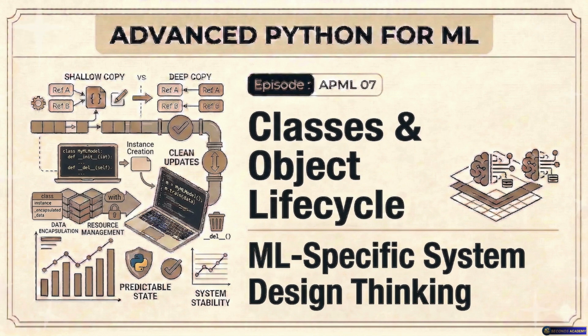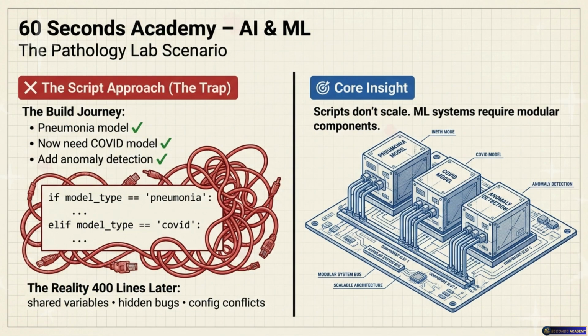Imagine you're building a machine learning system for a really high-stakes pathology lab. You get to work, you run your data, and you successfully build a pneumonia detection model. Great. It works perfectly. Right, but then next month, the hospital's requirements change. Exactly. They need a COVID model added to the pipeline. So, you dive back into your code, you add it in, done. But then 2 weeks later, they ask for anomaly detection for rare blood diseases.